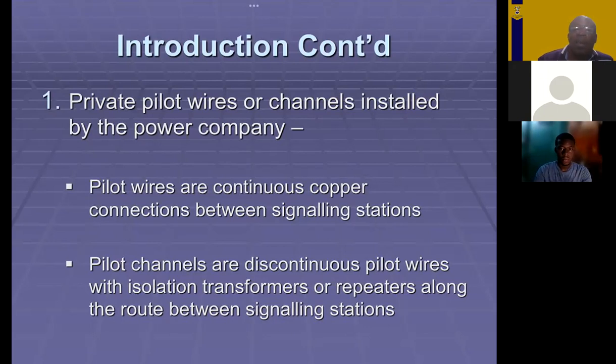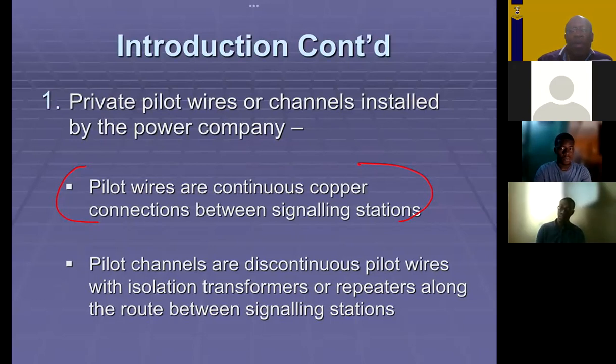Or pilot channels. So the distinction here: for your pilot wires, as I said, these are continuous twisted copper between the two stations. For the pilot channels, these are what we refer to as discontinuous pilot wires with isolation transformers or repeaters. The term repeaters is what you would find more widely used in the industry. Now, what does this really entail?